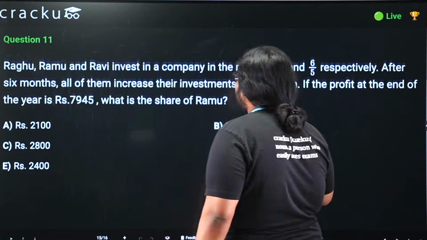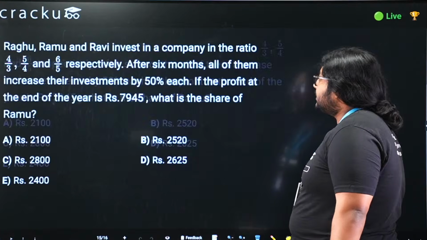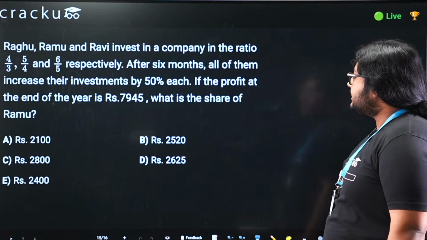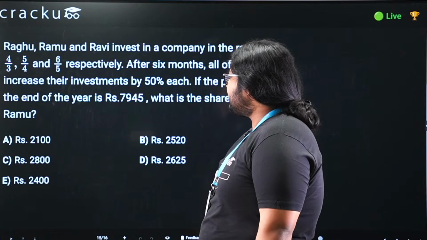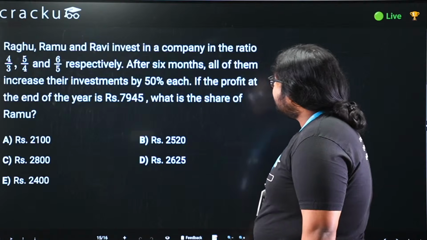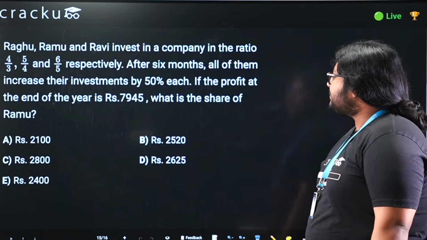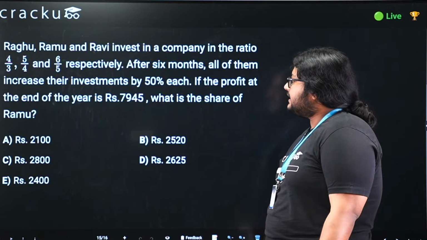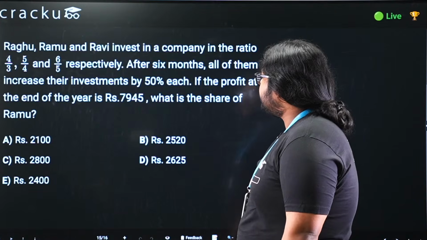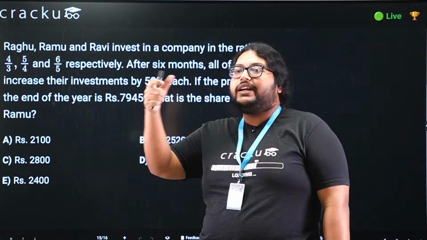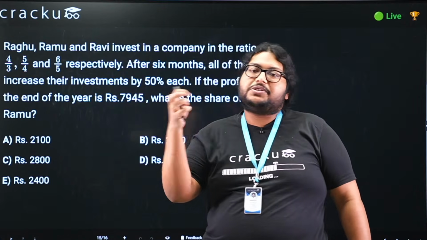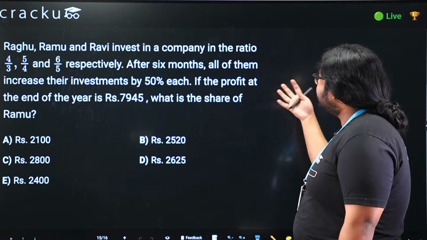Let's see. This says Raghu, Ramu, and Ravi invest in a company in the ratio of 4:3, 5:4, and 6:5 respectively. After 6 months, all of them increase their investments by 50% each. If the profit at the end is this much, what is the share of Ramu? So this is a question where you need to divide the profits based on how much money was invested. So how do we divide it?